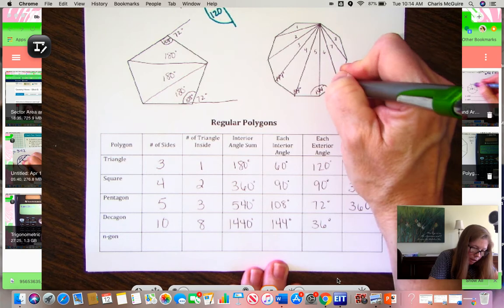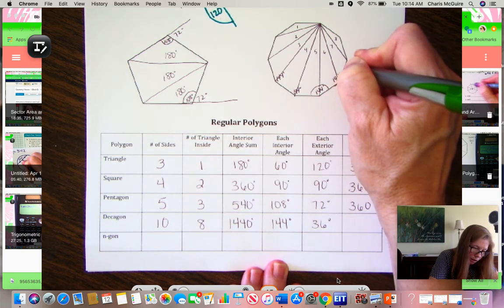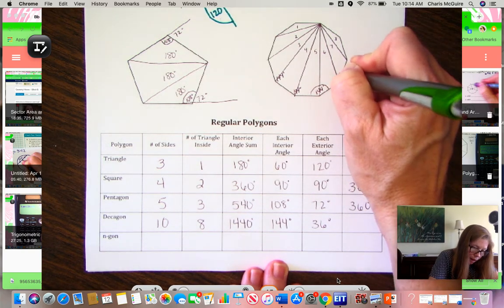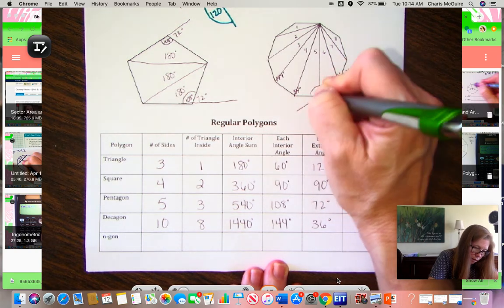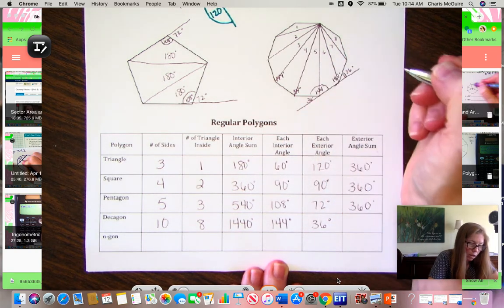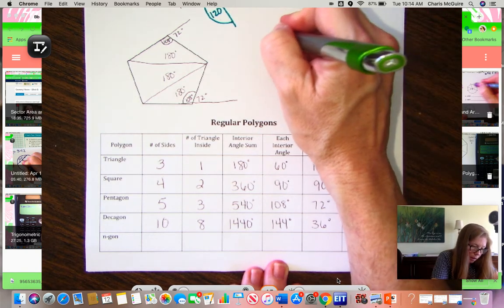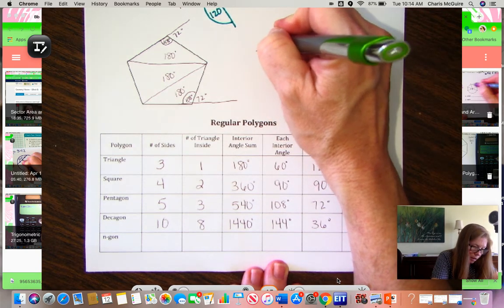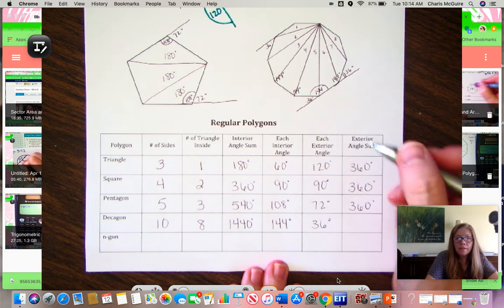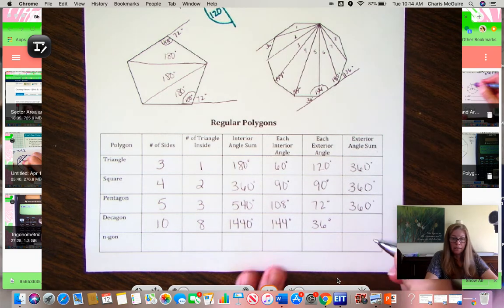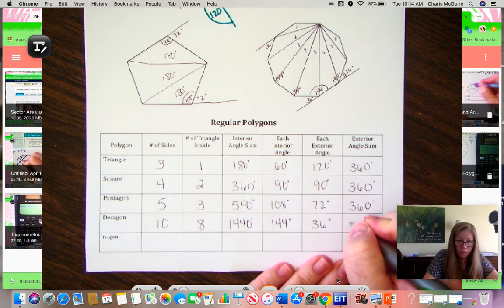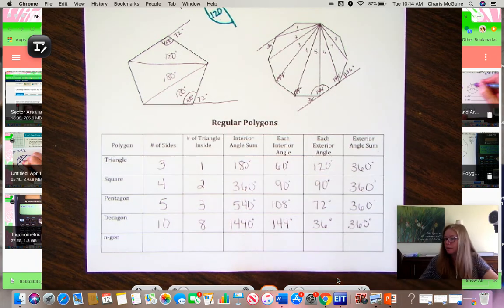So if we draw these out, you can see these are much smaller, right? These are 36 degrees out here on the outside. I got another one over. So 36 degrees, right? They're coming off everywhere. This is 36 degrees. But on the outside, since there's 10 interiors, there's going to be 10 exteriors. So 36 times 10 is 360 degrees.